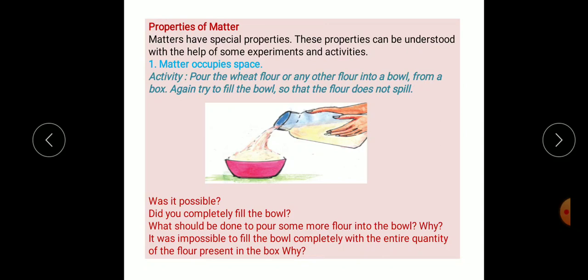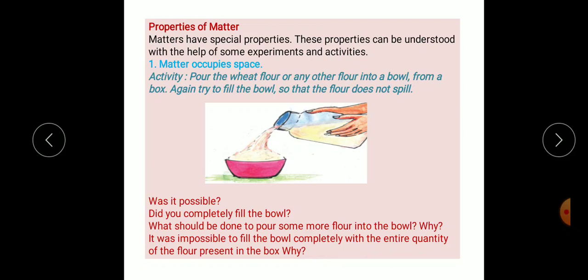Did you completely fill the bowl? Yes, we can completely fill the bowl with the wheat flour. What should be done to pour some more flour into the bowl and why? If we put more flour into the bowl, it spills out. Now it was impossible to fill the bowl completely with the entire quantity of flour present in the box.